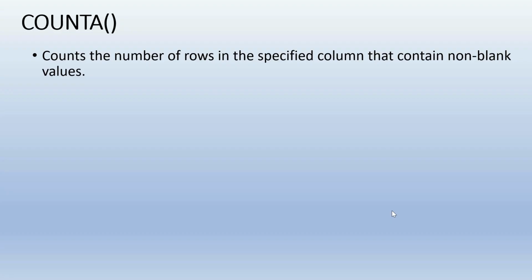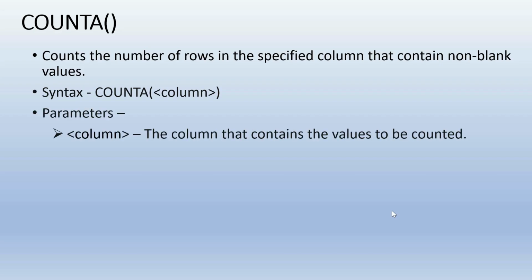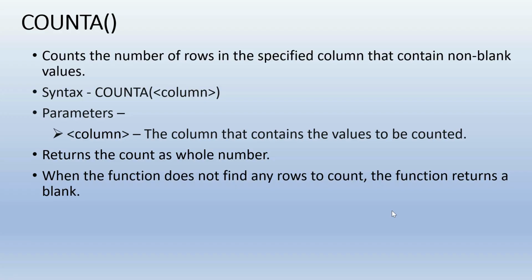to the COUNT function, right? Now the syntax is COUNTA, and inside the parentheses we pass the column, and this column is the column that contains the values that are to be counted. It returns the count as a whole number, and when the function does not find any rows to be counted, then it returns blank. That means if we have no data in that column, then it will return blank.